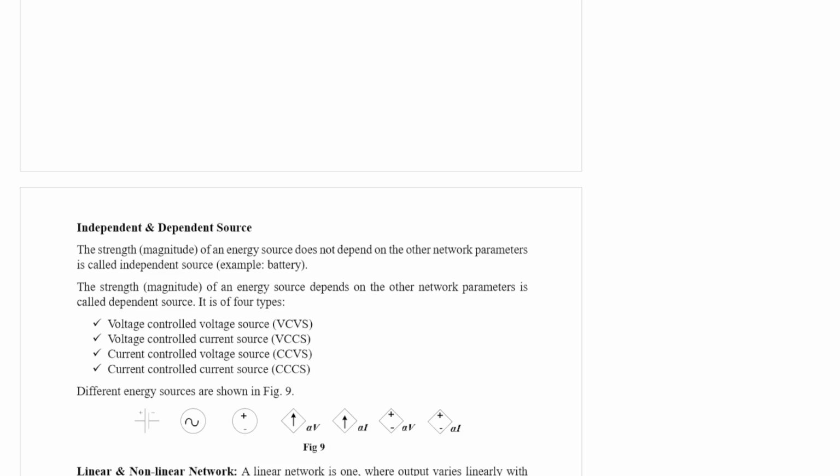So we shall discuss in this part some commonly used terms or components. Now the first one is independent and dependent source.